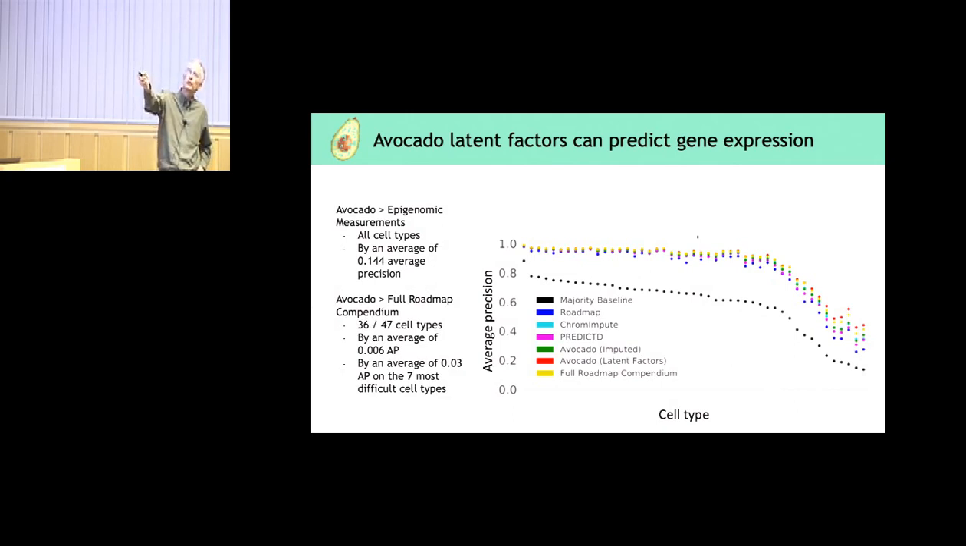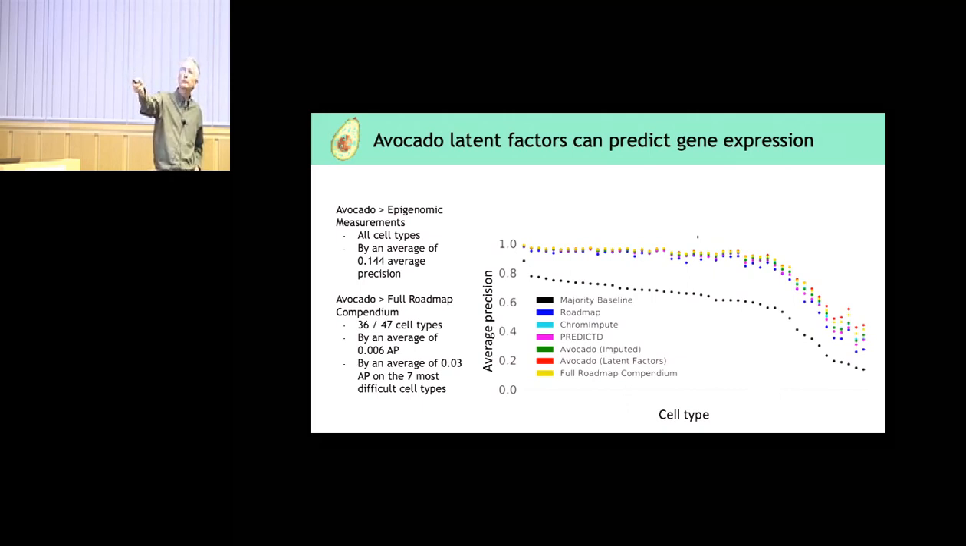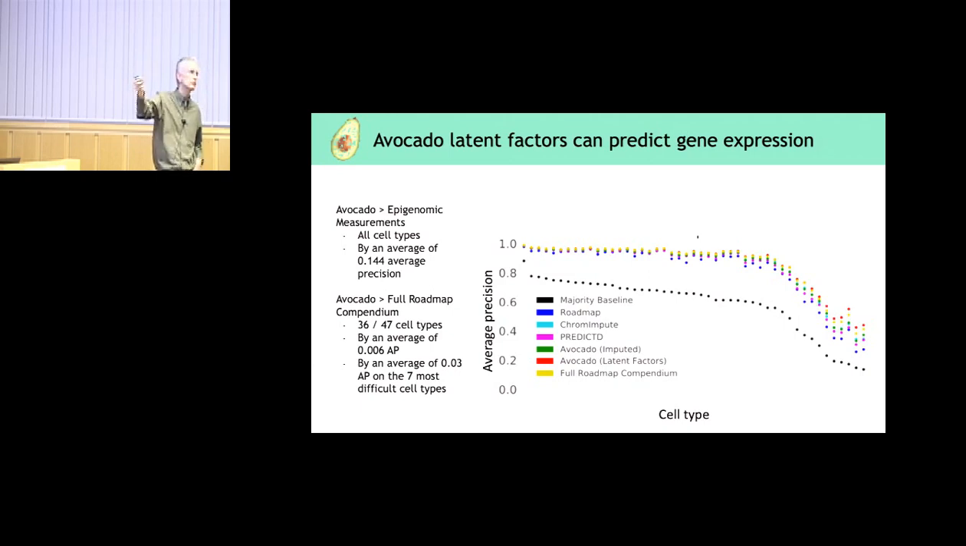Avocado improves over just using the epigenomic measurements, the raw data, in all cell types, by an average of 0.144. Here, this is the average precision, so averaging over the recall axis. And it even performed better than the full roadmap compendium. This means taking all of the different data, not just from your cell type, but from every other cell type, and putting it into the classifier, in 36 out of 47 cell types. So this seemed like promising evidence that this was a nice way to represent the genomic axis.